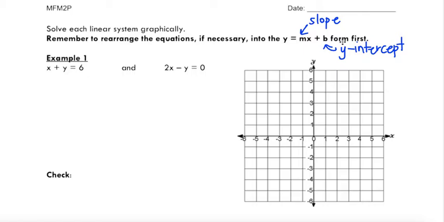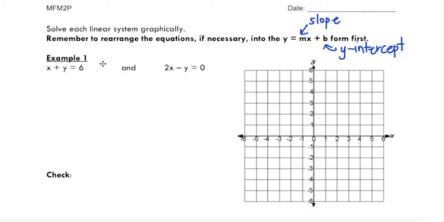We could also graph it using the x-intercept and the y-intercept if it's given to us in standard form. Sometimes, though, they don't work out to be nice whole numbers. So by converting it into slope-intercept form, we can easily identify our slope and y-intercept to make it easier for graphing. So it doesn't matter which way we do it.